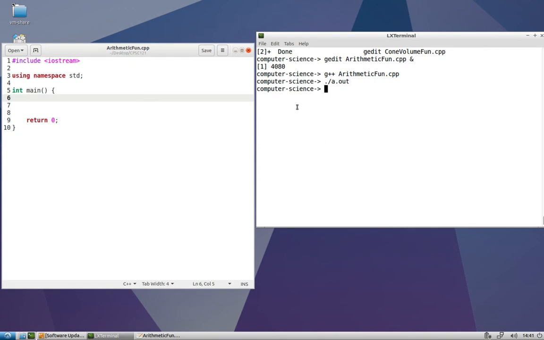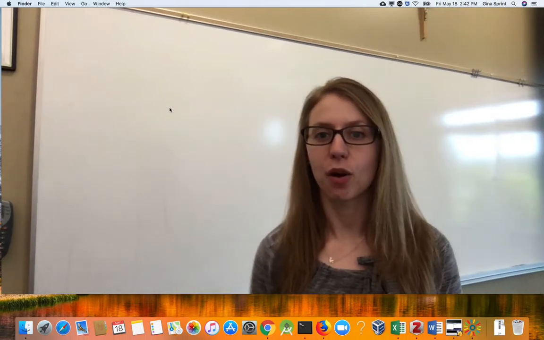Hopefully that went well for you. Now that we have our empty main coded up, we're going to use it to practice working with arithmetic expressions and arithmetic operators in C++. So let's first start with a little bit of review about arithmetic.